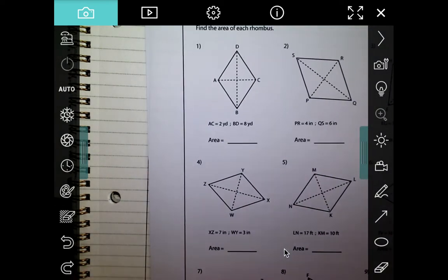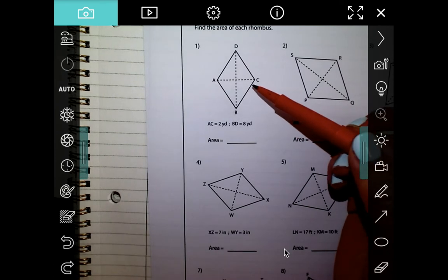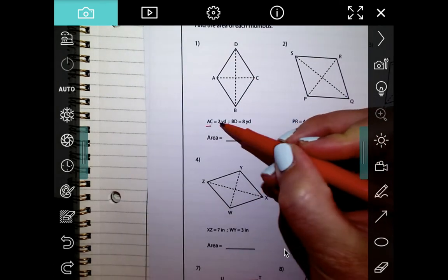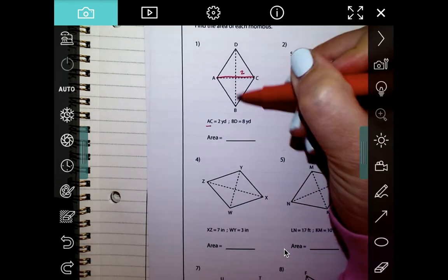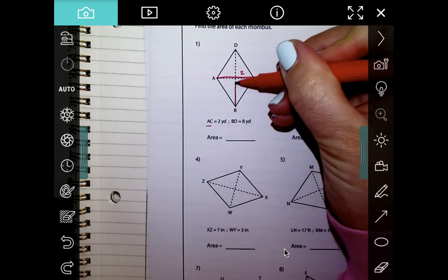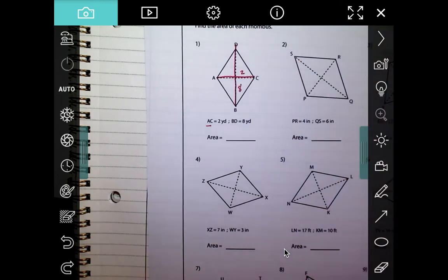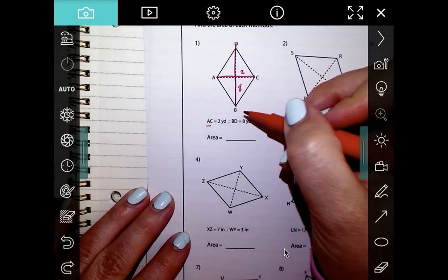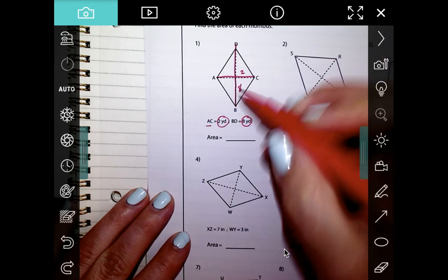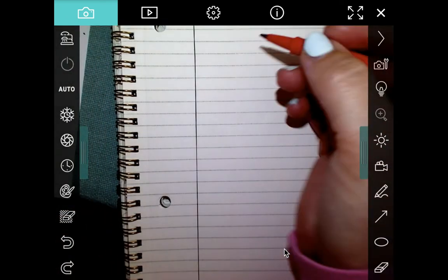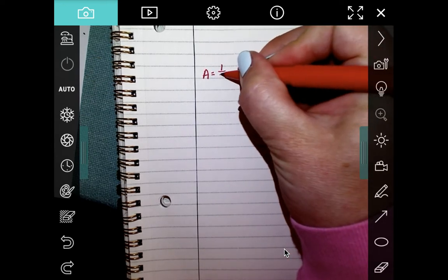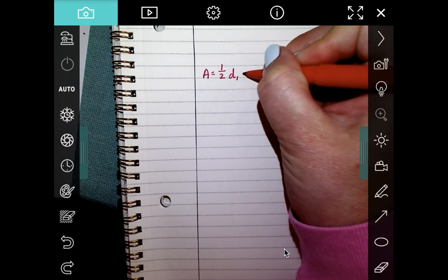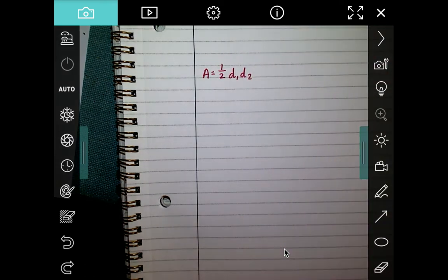Okay, so the first rhombus that we're looking at is this one. AC is 2 yards. So that from here to here is 2. And BD from here to here is 8. All right, so those are the variables we're going to use, 2 and 8. So first I'm going to rewrite the formula. I know you guys aren't used to using formulas in this manner. It's new, I get it, but you have to get in the habit of doing it like this.